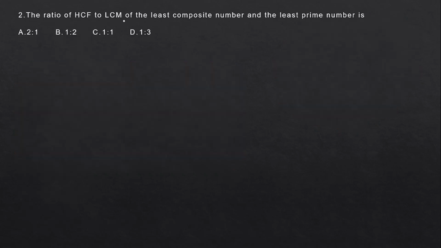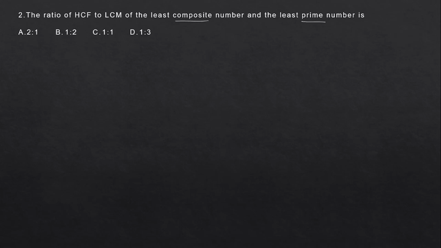Ratio of HCF to LCM of the least composite number and the least prime number is. So for this particular question, we must know what is a composite number, what is a prime number. In very short, prime numbers are the numbers which have only two factors, 1 and itself. Any number with more than two factors is a composite number. If you are still not very clear, I'm sharing a link on top. Please refer to it before you move further with this question.